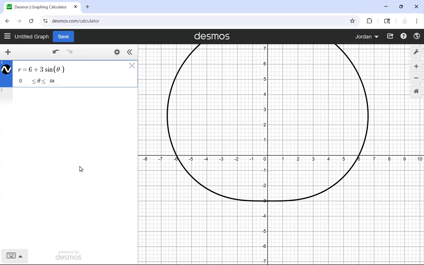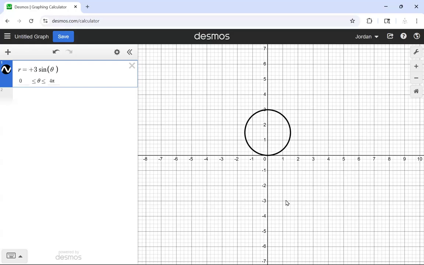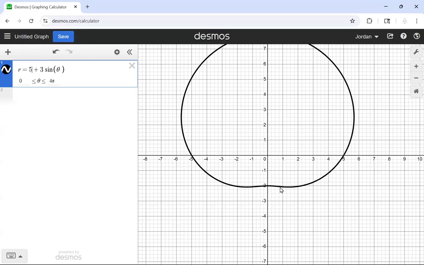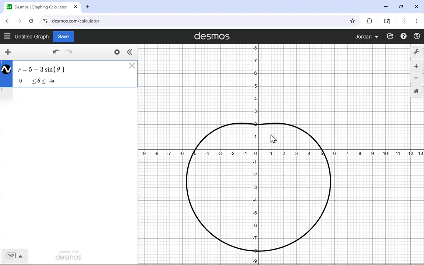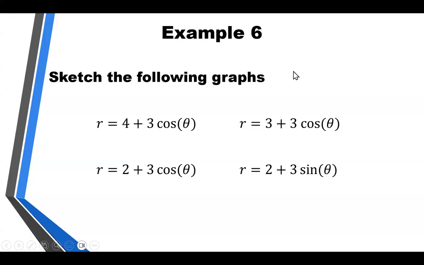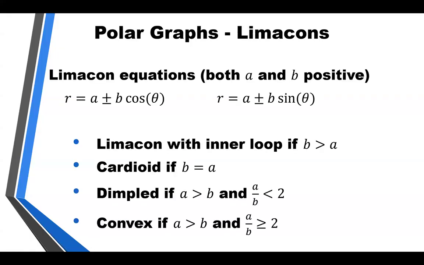If that ratio is 2 or more, then we get a smooth shape. If it's between 1 and 2, then we get a dimple shape, a dimple of some sorts. And once again, using a negative coefficient just flips that curve around the x-axis. Using example 6, we can see what is going on.